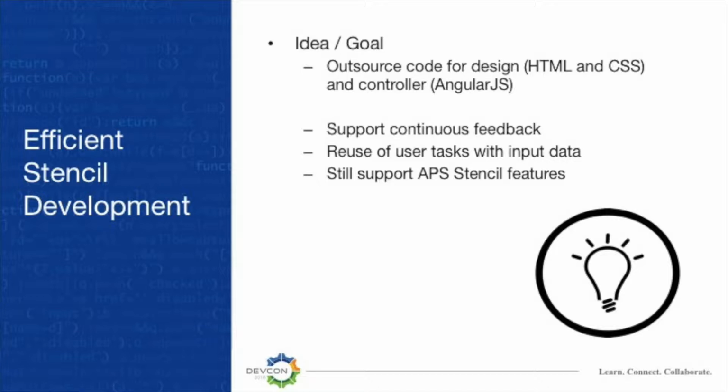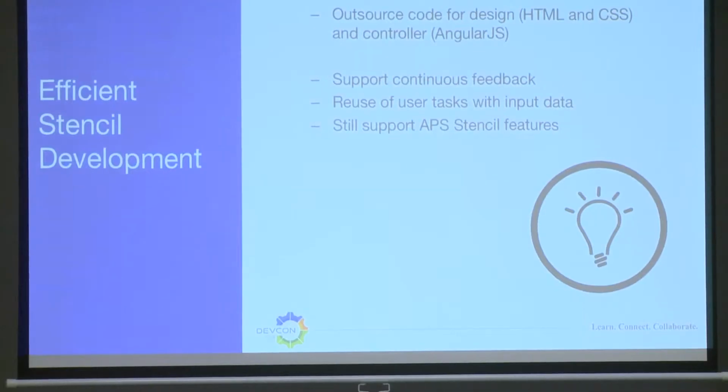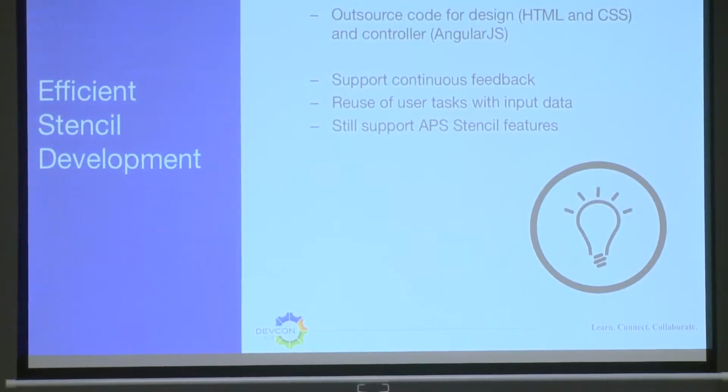Second, I want to reuse existing user tasks. Consider you have already started a new process, you have a user task, and you put a lot of input data into the user task. I want to reuse these existing tasks to see the effect and the result of my change. And very important, I want to still support the APS features, especially the versioning of the code. So the code in my external files should also be versioned, as if I had put the code into the APS stencil editor.